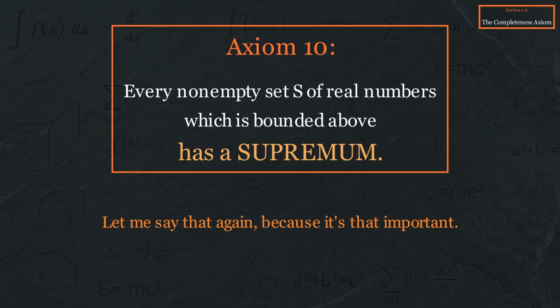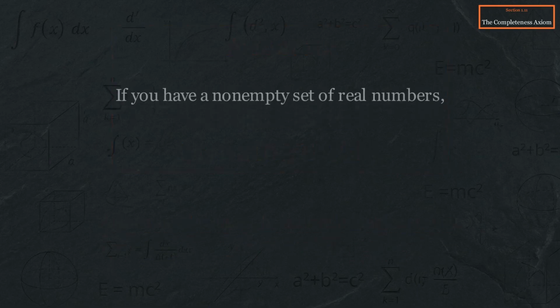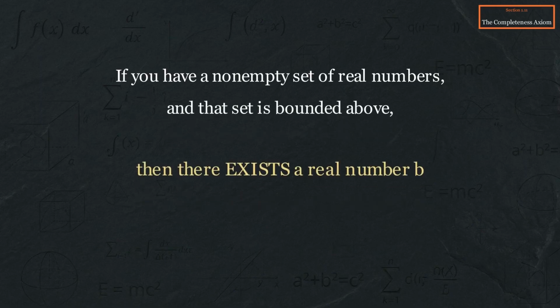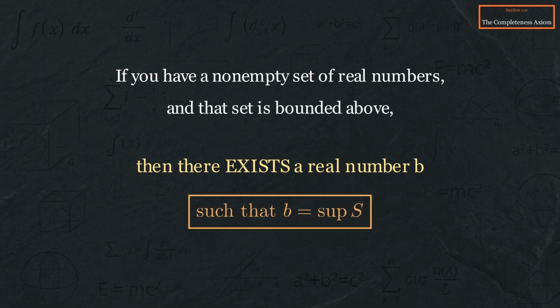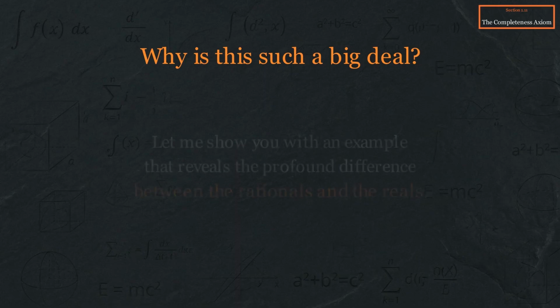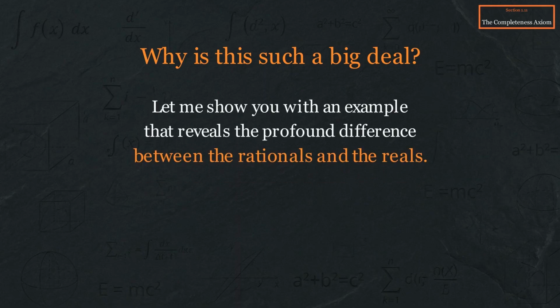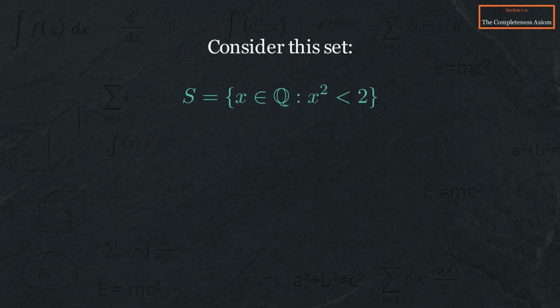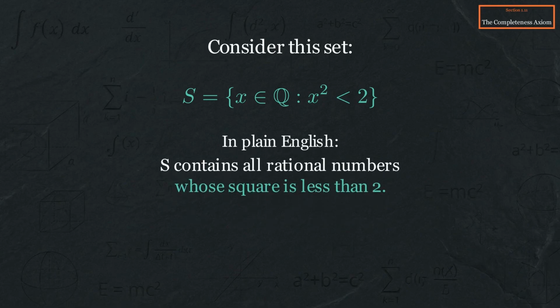Let me say that again because it's that important. If you have a non-empty set of real numbers, and that set is bounded above, then there exists a real number b such that b equals sup S. Why is this such a big deal? Let me show you with an example that reveals the profound difference between the rationals and the reals.